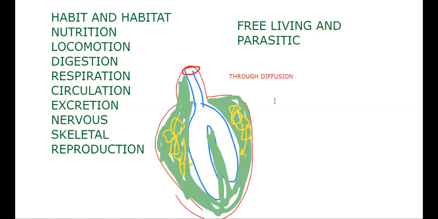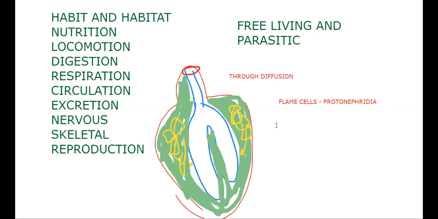Okay, excretion. Excretion is very important here. Here I need to introduce flame cells, the excretory structures, the special nephridia. We call them a primitive type of nephridia, protonephridia, as we used to say.